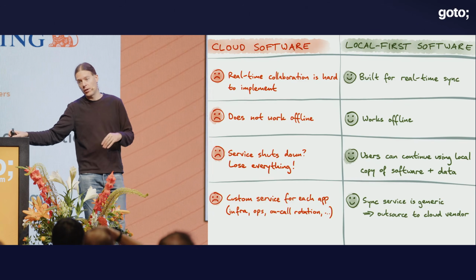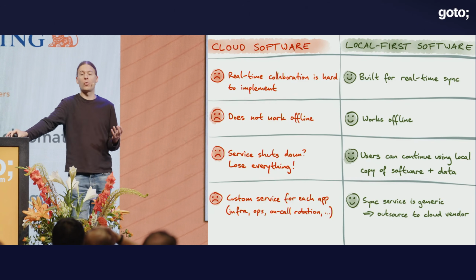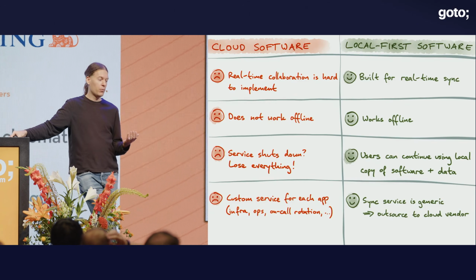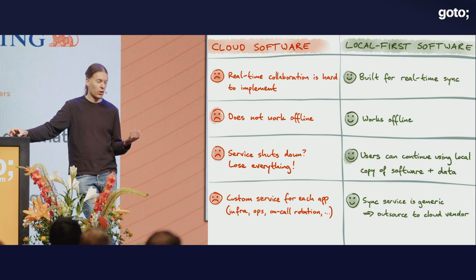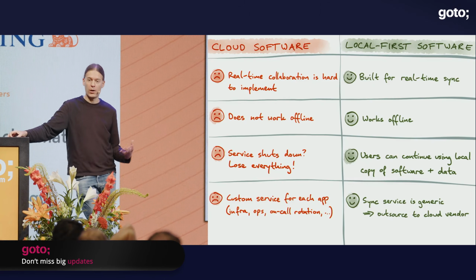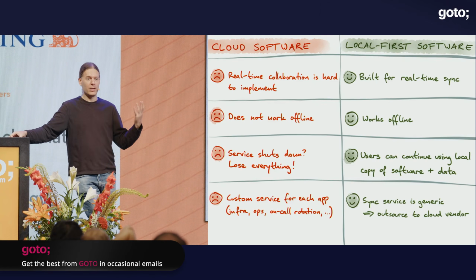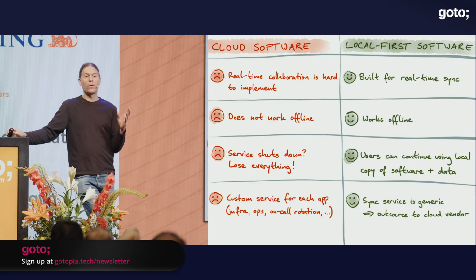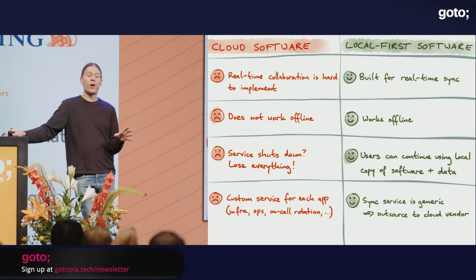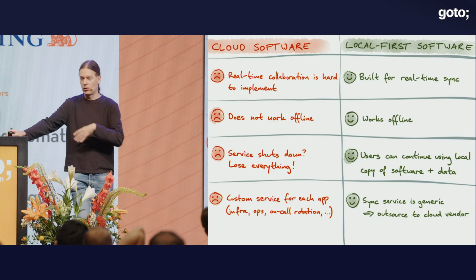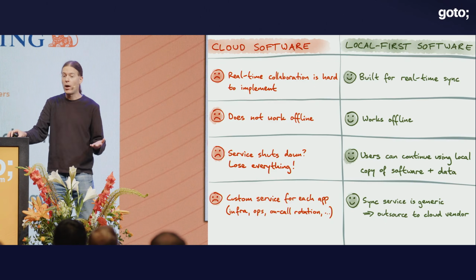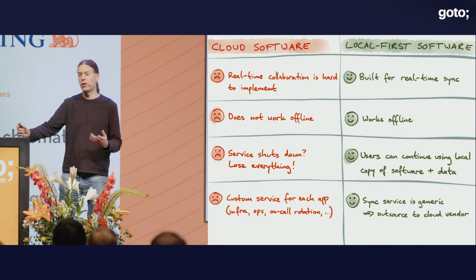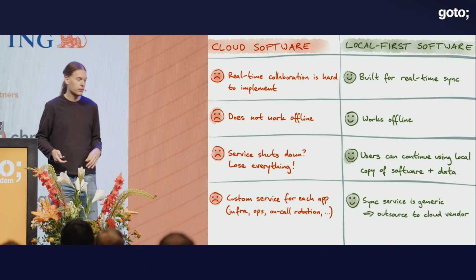And then finally, what I said earlier, with this cloud software, you have to run your own backend because the backend runs your own application code, and that means you have all of the overheads of having a back-end team, and having people on call, and so on. And it's just really expensive. Whereas with local-first software, the syncing service is just a generic piece of infrastructure, just like a database that you wouldn't write yourself. You would just use an off-the-shelf piece of software.